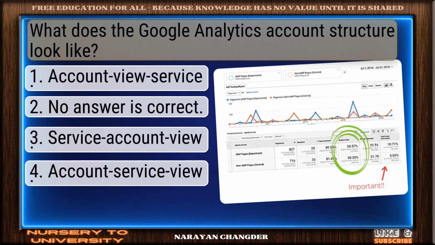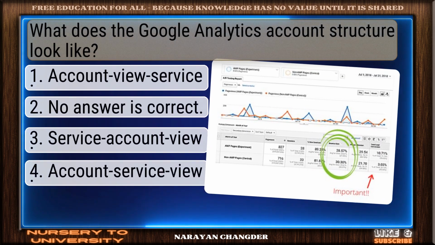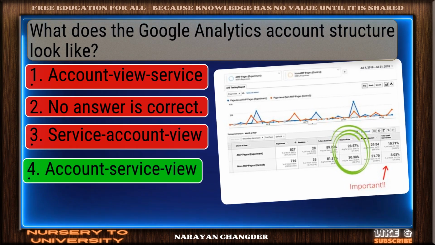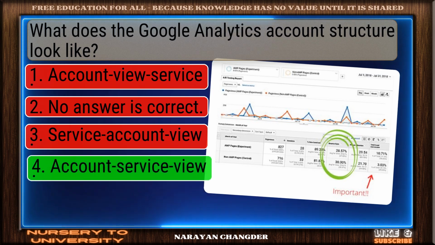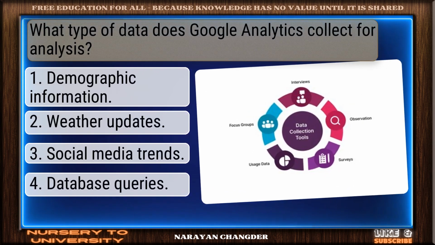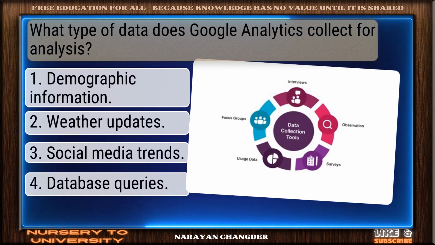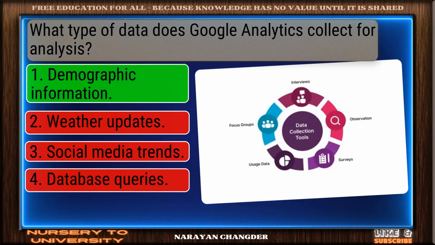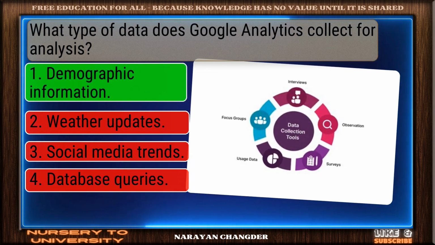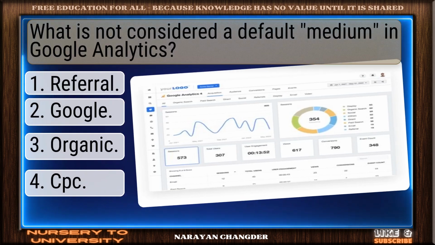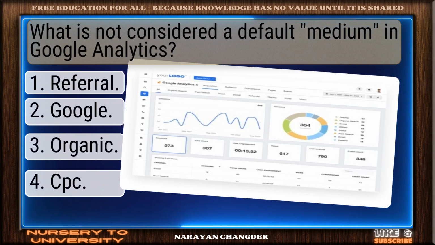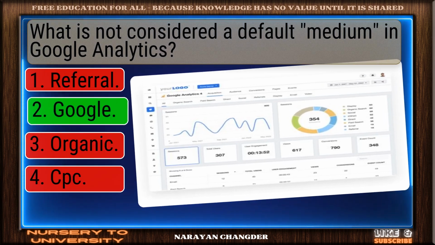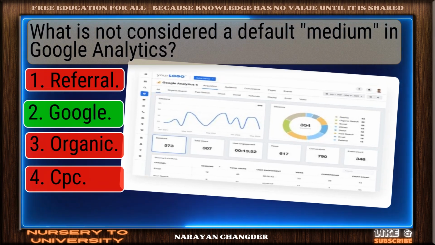What does the Google Analytics account structure look like? Right choice. Account service view is the best answer. What type of data does Google Analytics collect for analysis? Perfect. Demographic information is the correct choice. What is not considered a default medium in Google Analytics? Smart pick. Google is the correct choice.